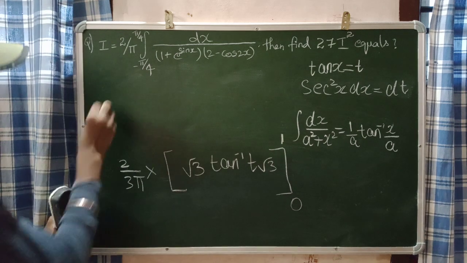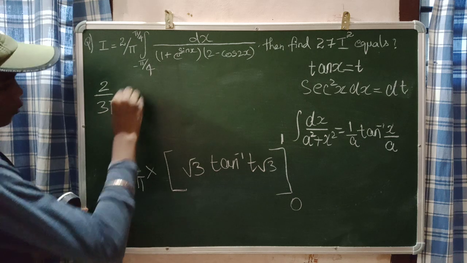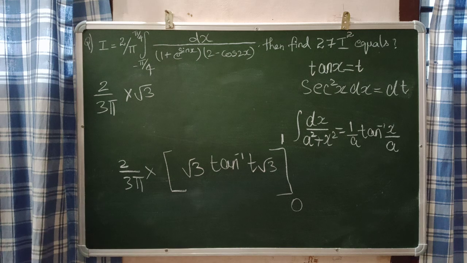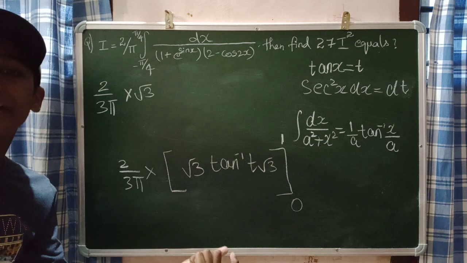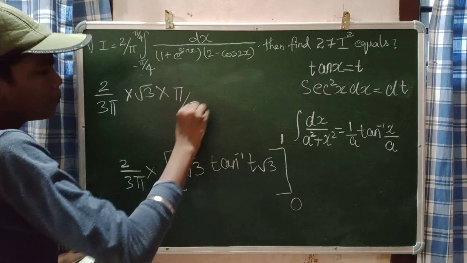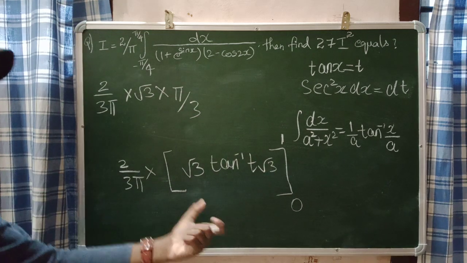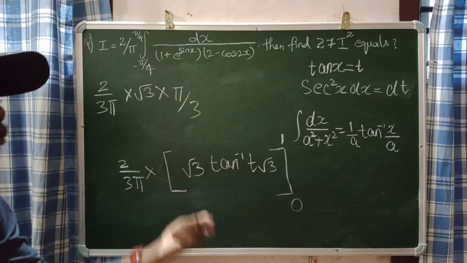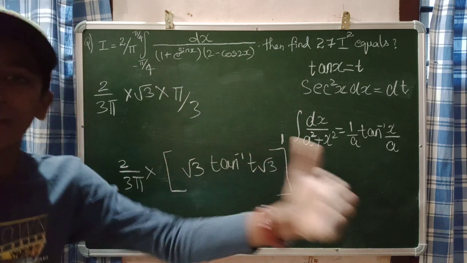So when you put the limits, I think you will get 2 by 3 pi into root 3 into, when you put 1 in place of t, just solve this definite integral guys. When you put 1 in place of t, you will get tan inverse of 1 into root 3. Tan inverse of root 3 will be nothing but pi by 3. Simple thing guys, I am just solving this definite integral by putting 1 in place of t. Tan inverse of root 3 is pi by 3 because tan pi by 3 gives root 3.